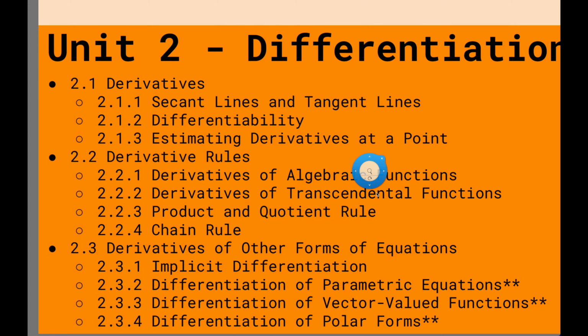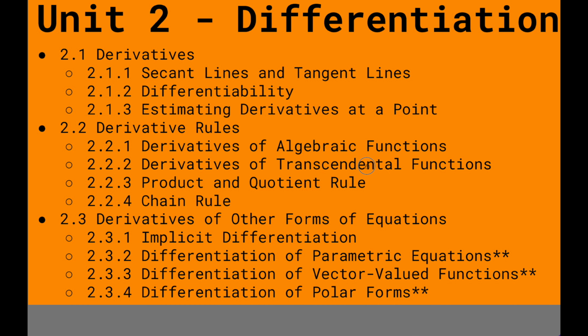Here is a breakdown of the entire unit, including all of the sections. So yeah, 2.1, secant lines versus tangent lines. Secant lines are based off two points, tangent lines are based off one. We're going to talk about that first in this video. Differentiability, what makes something differentiable or not. Estimating derivatives at a point, that's probably the easiest section in this whole thing. You're basically finding the slope of two points and using that to estimate the derivative at one point.